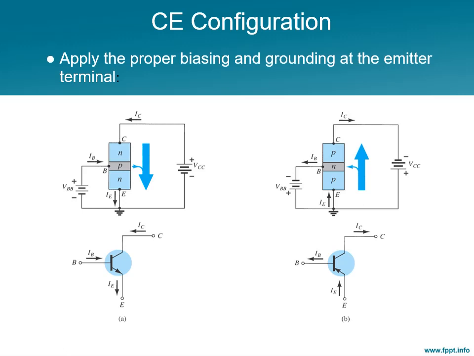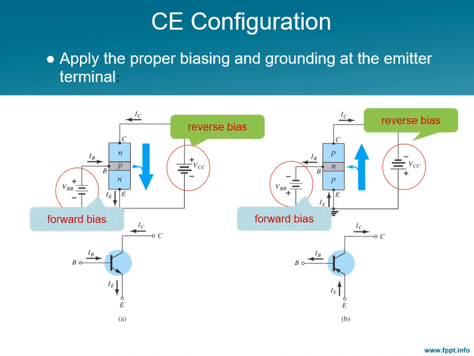The polarity of VBB at the NPN transistor is positive, and the VBB at the PNP transistor is negative. It means that the BE junction is in forward bias and the CB junction is in reverse bias, so that the transistor works well in the active region.